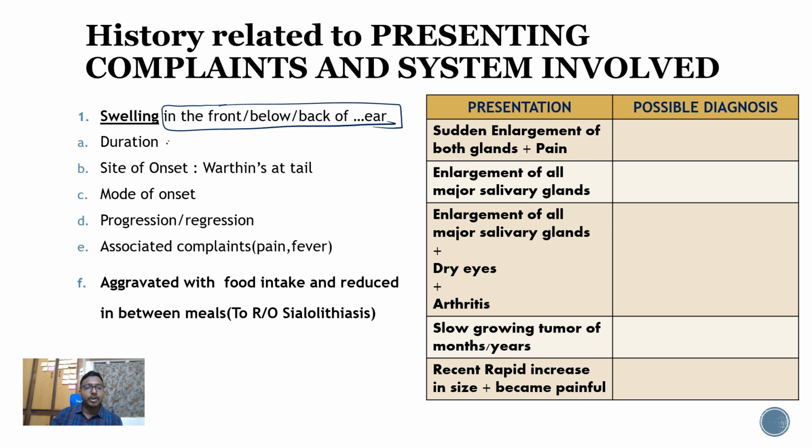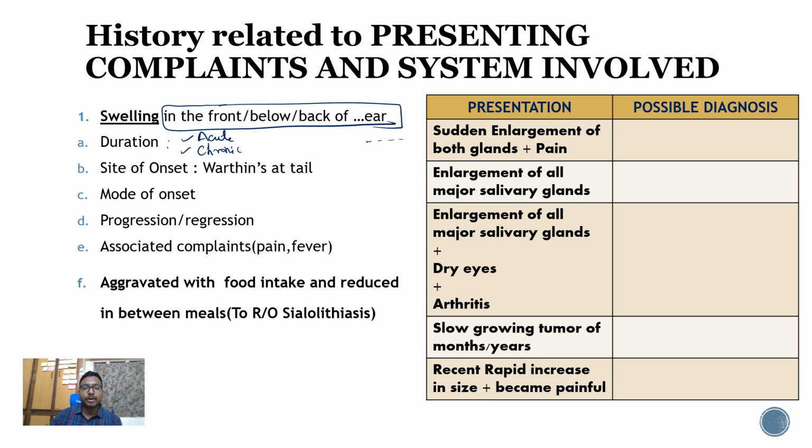Then duration is important because we need to understand whether it is an acute swelling or a chronic swelling. So usually if it is months or years, it will be chronic. Instead of that, sometimes the patient can present to you with weeks duration or even days duration. In such a condition, it is nothing but an acute swelling. Okay, right.